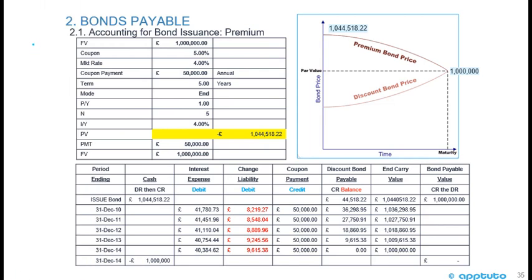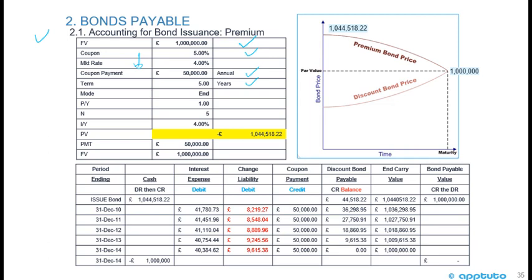So now we're going to look at the accounting for a bond that's issued at a premium. So again, we're using the same example. The bond has a face value of £1 million. The coupon rate is 5%, so the annual coupon payment is $50,000. It's for 5 years and it's annual pay. But in this case, the market rate has gone down to 4%.